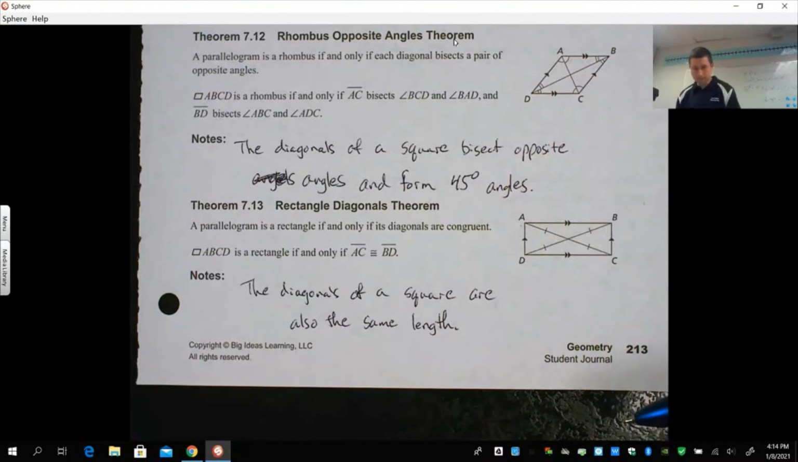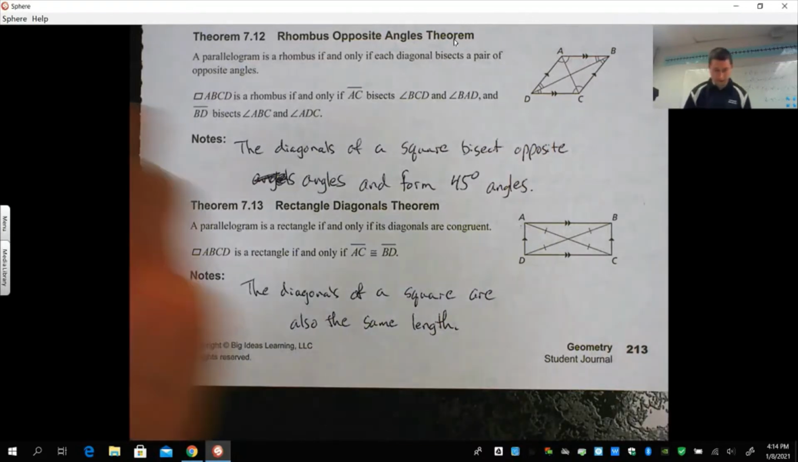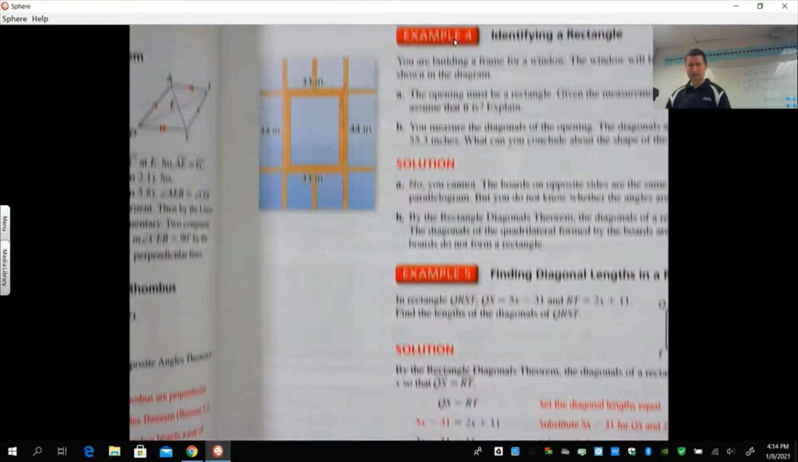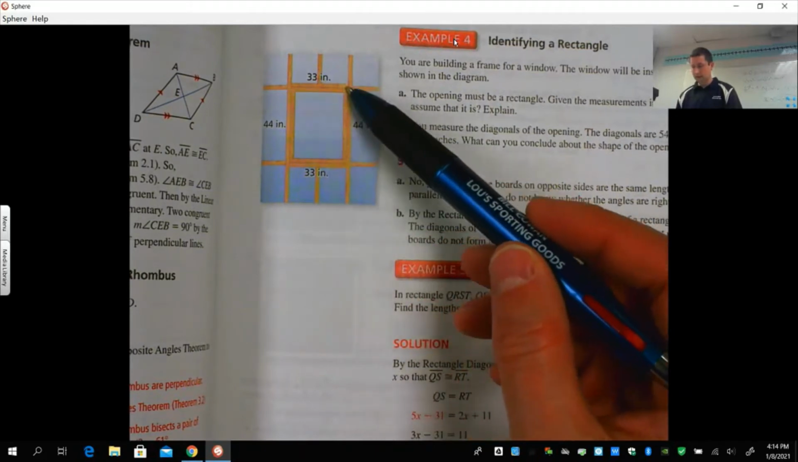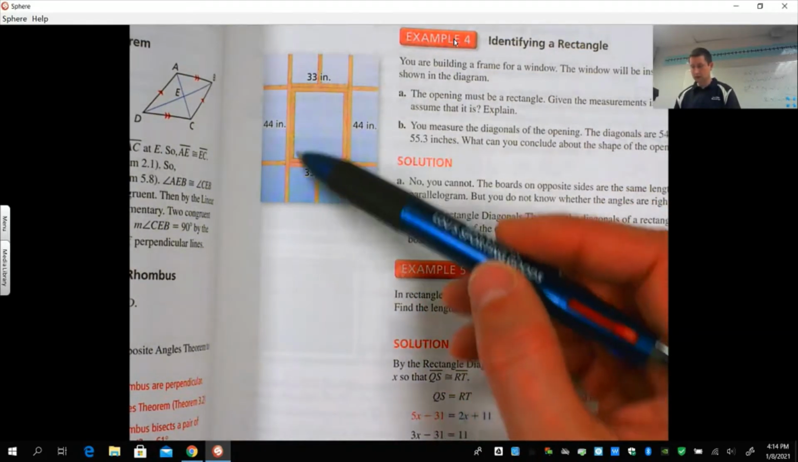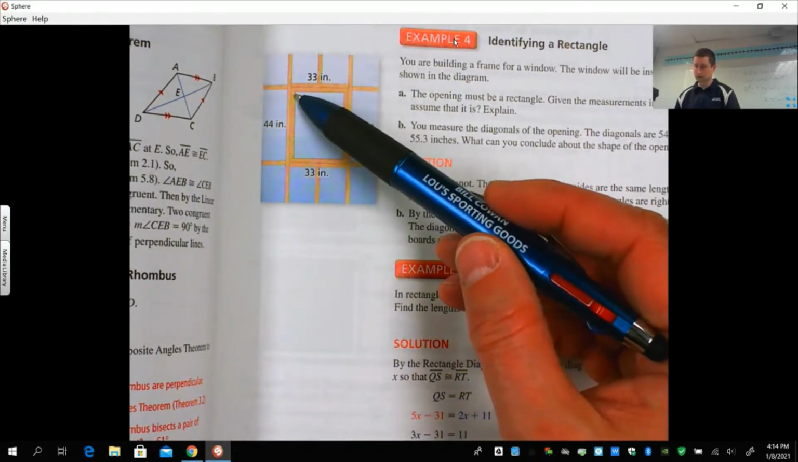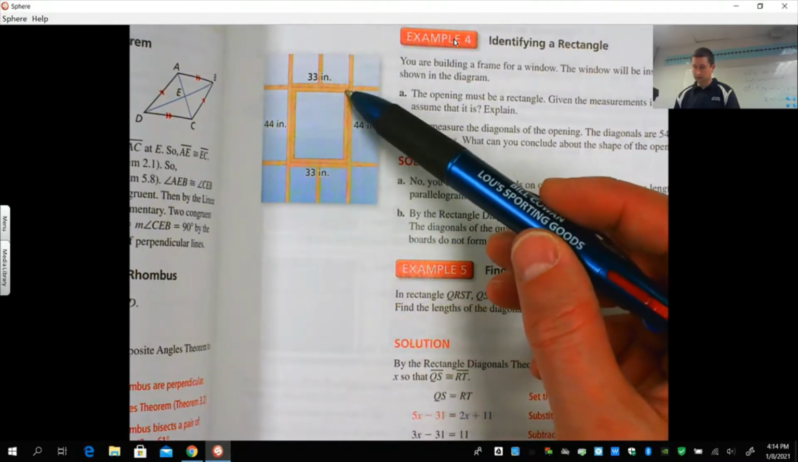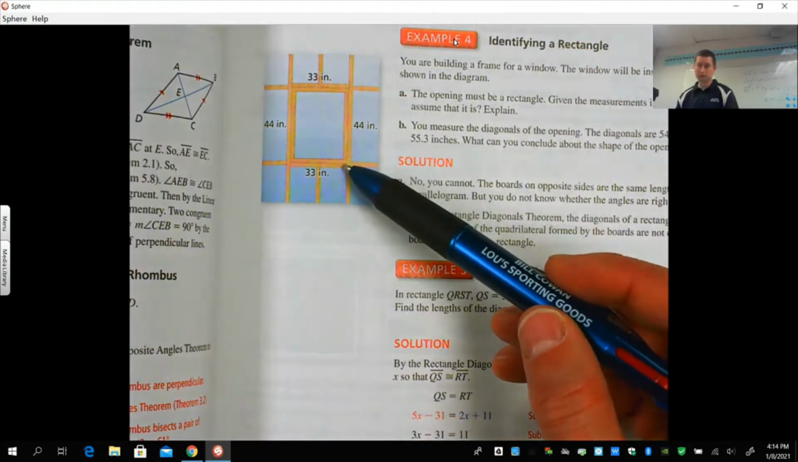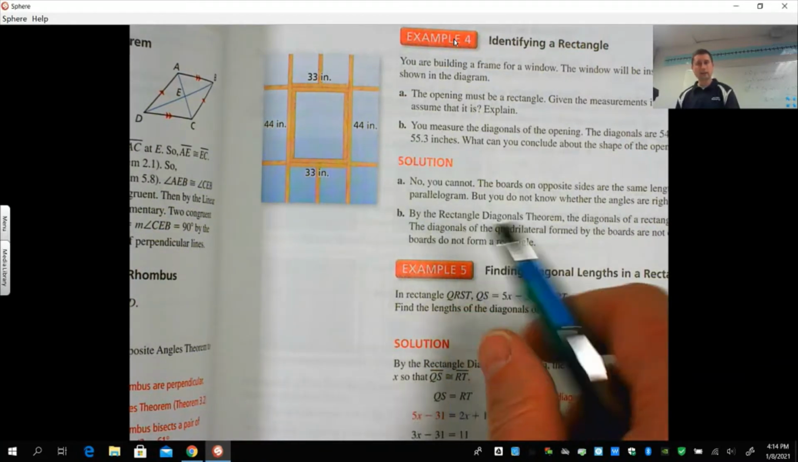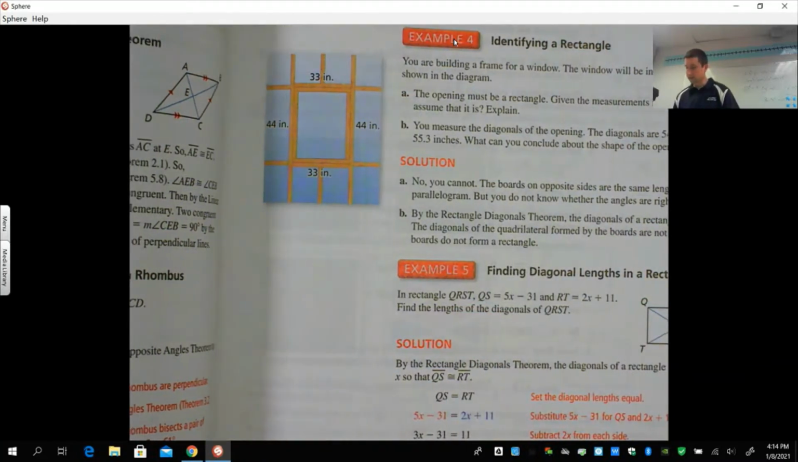Okay, hang on, I got a picture here from the textbook. I used this when I was making a sandbox for my kids. I wanted it to be square. Not that it's super important, but anytime you have a rectangle or a square shape and you want to make sure you have 90-degree angles, you measure the diagonals. And if the diagonals are the same length, then you know you have 90-degree angles because the diagonals of a rectangle or a square are going to be the same length.